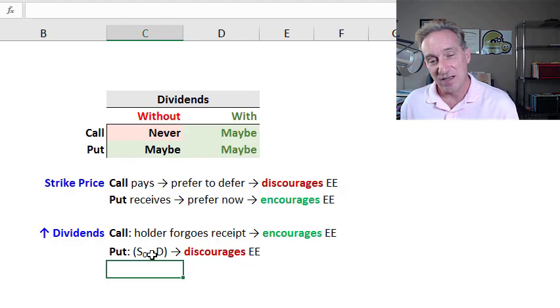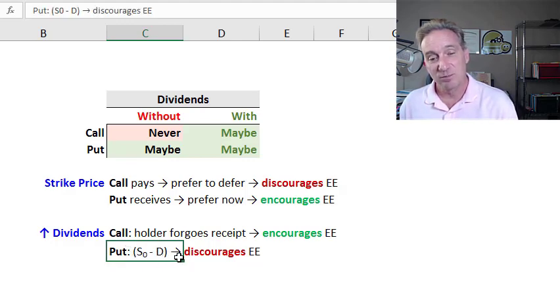Well, the dividend putting downward pressure on the stock price makes this put more valuable and discourages early exercise. So it works in the opposite direction of the call with respect to just the dividends. And so these are the two forces that we can think about, strike price and dividend, impacting early exercise.